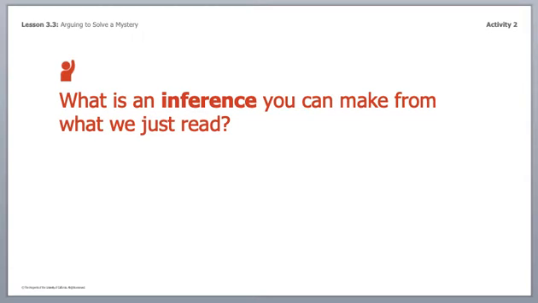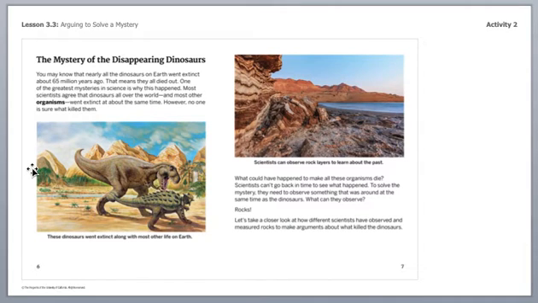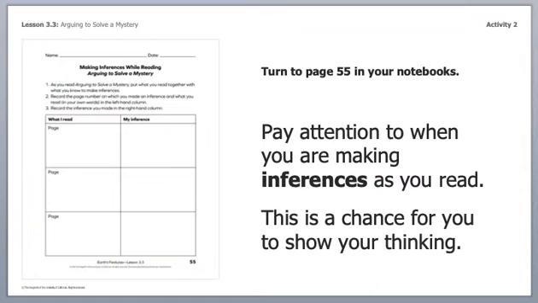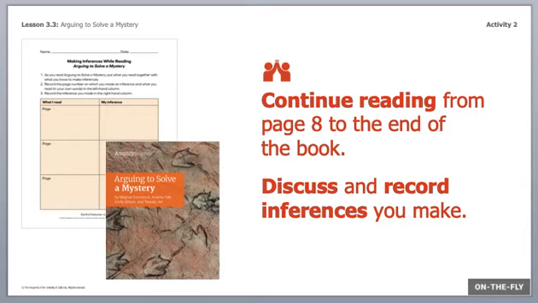What is an inference that you can make from what we just read? Hmm. Rocks can tell us about what happened to dinosaurs, maybe? Lots of inferences can be made, right? So don't worry about this chart. You will continue reading till the end of the book.